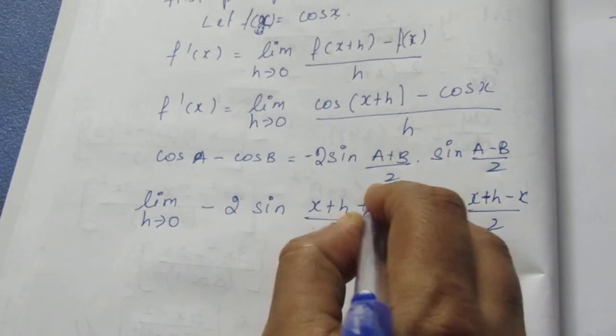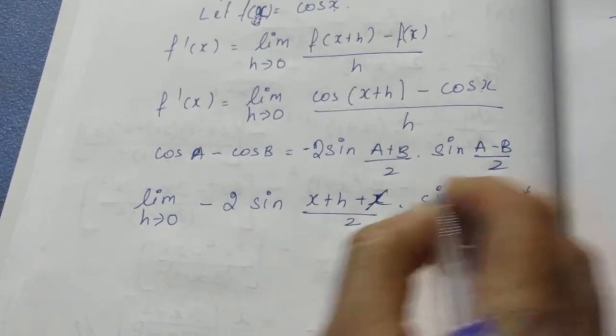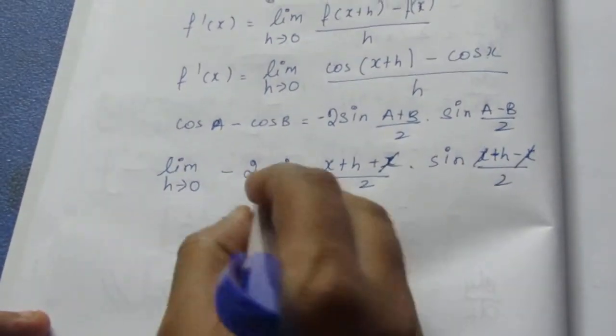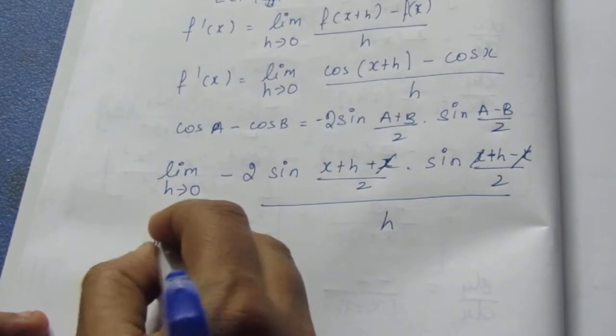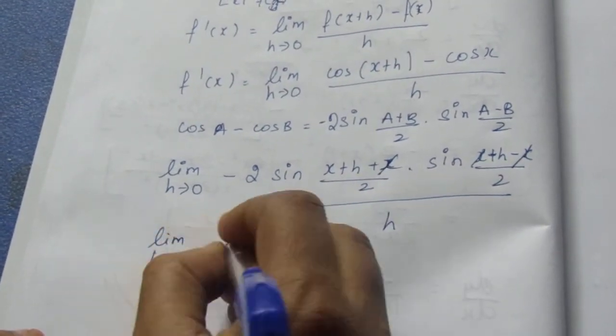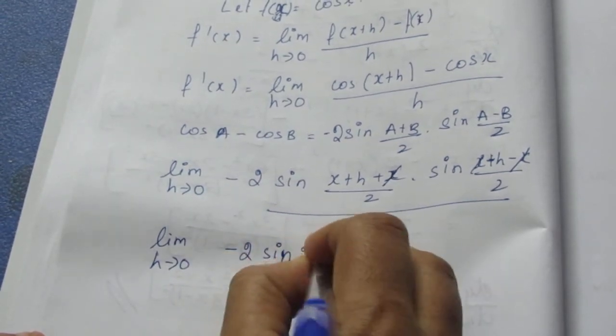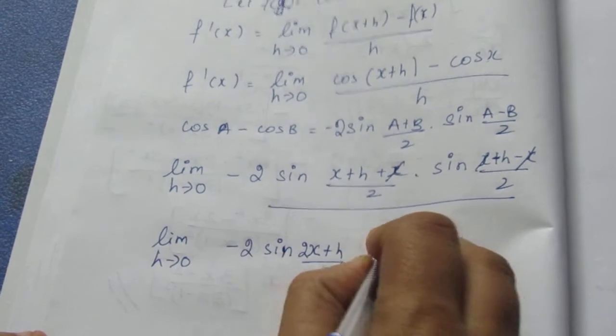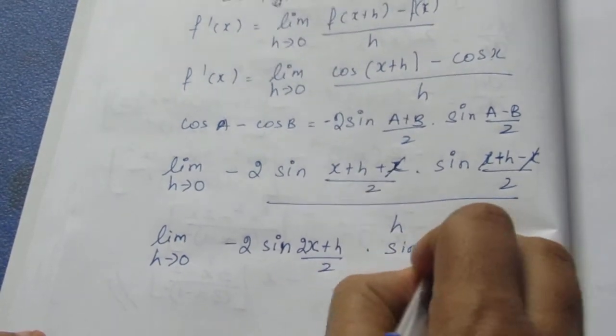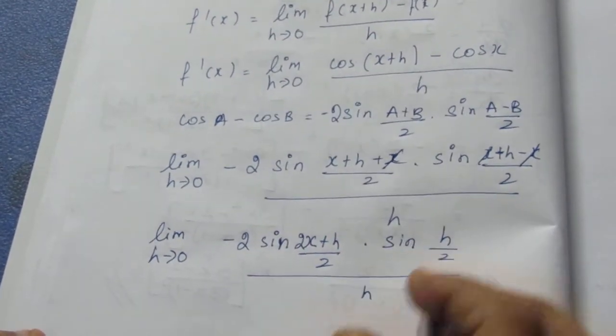Now this 2 gets cancelled. We have 2x plus h here, by 2, so by h. Limit h tends to 0. We have minus 2 sin of 2x plus h by 2 into sin of h by 2, by h.